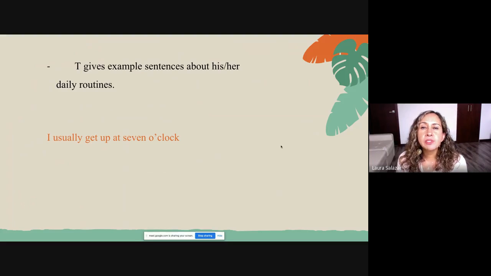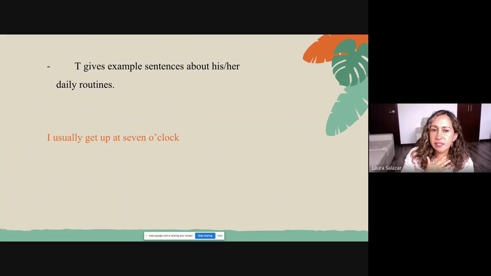Teacher gives example sentences about her daily routine. So for example, she said, I usually get up at 7 o'clock, and she lists different example sentences about, in this case, my daily routine.